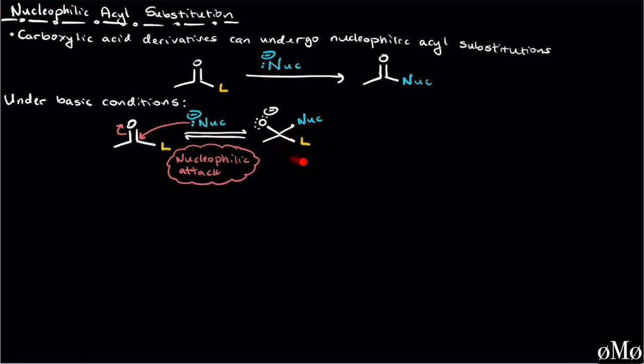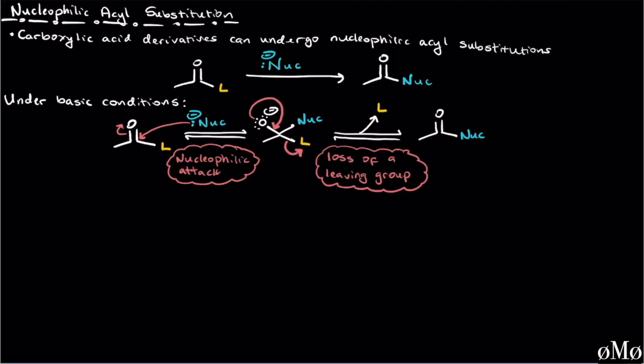And if your L is a better leaving group than your nuke, the oxygen lone pair can come down, reform a carbonyl pi bond, and then break off the Cl bond, and then the L group leaves to form your product. So note that this is your loss of a leaving group step. We've seen this before, but now it's actually the group that was on that carbonyl compound originally that becomes the leaving group in this particular step.